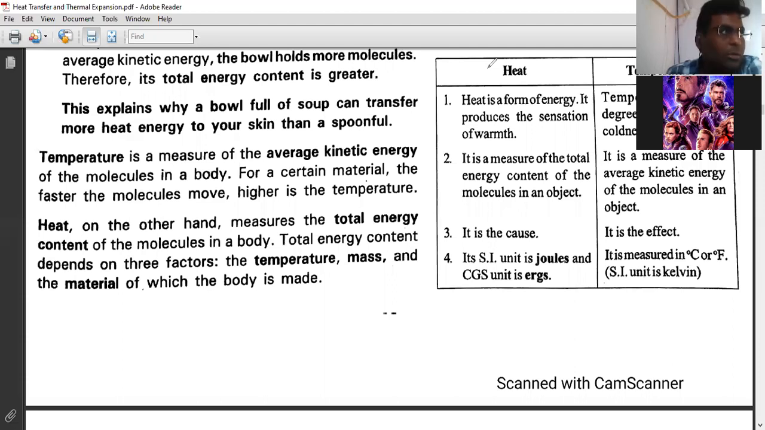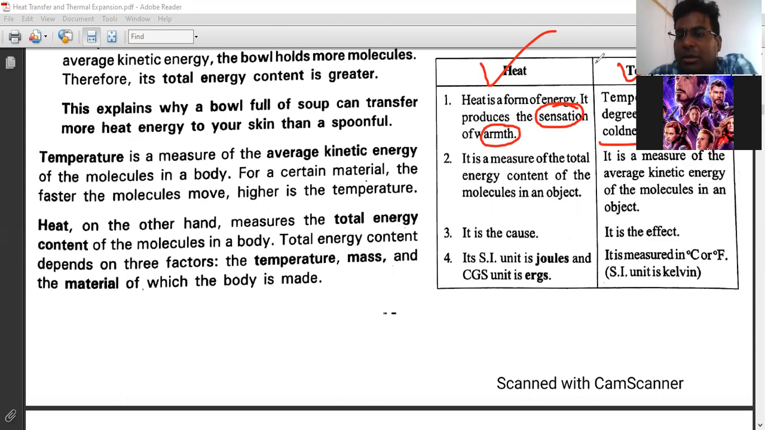Now look at the difference between heat and temperature. Heat is a form of energy. It produces the sensation of warmth, and temperature is the degree of hotness or coldness of the body. So this is the main difference between heat and temperature. Heat is a form of energy, but temperature is not a form of energy; it gives the hotness and coldness of the body, how much temperature the body is having.